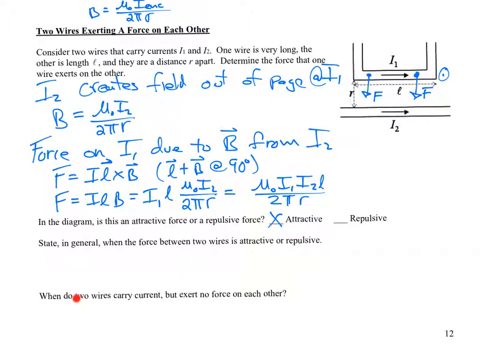And when do they carry current but don't exert force on each other? That would be when they are perpendicular. If they are perpendicular, then the cross product will become zero.